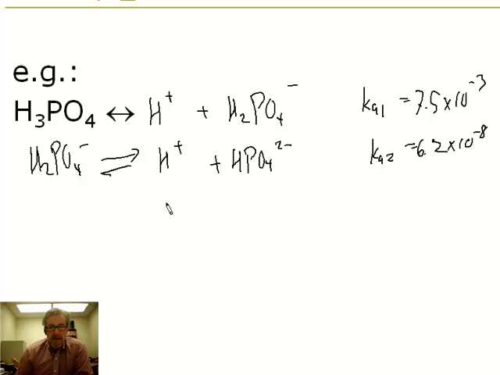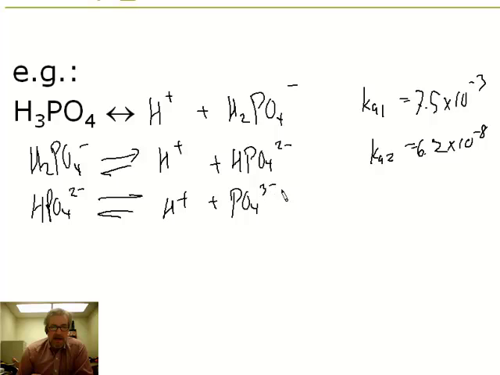And then the HPO4 2-, which is the product of the second ionization, will dissociate further to give you H+ and the phosphate ion, PO4 3-. And Ka for that third step is much smaller than even the second one, which is 4.8 times 10 to the minus 13.